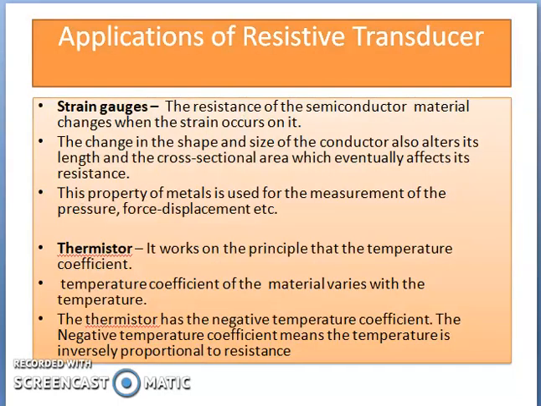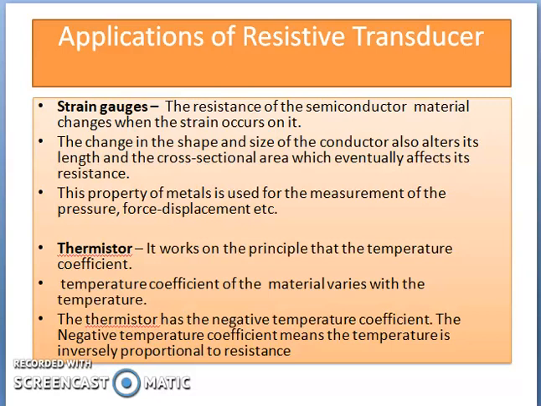And next one is strain gauge. The resistance of the semiconductor material changes with the strain occurring on it. The changes in the shape and size of the conductor also alter its length and cross-sectional area, which eventually affect its resistance. This property of materials is used for the measurement of pressure, force, displacement, etc.